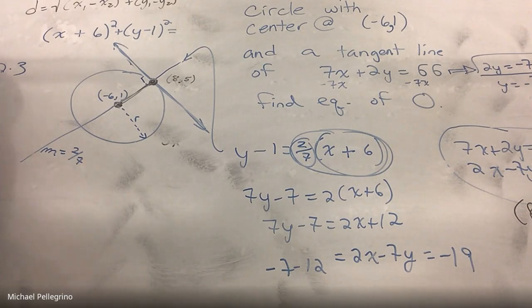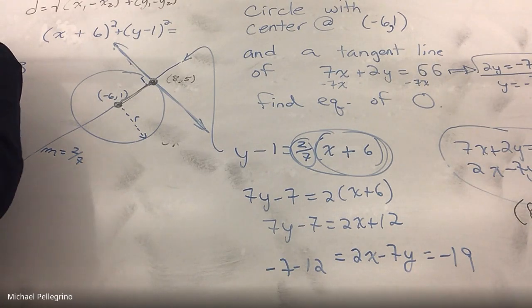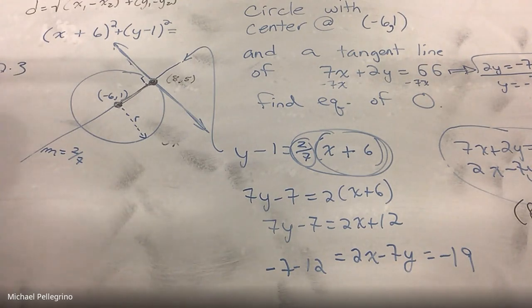So was everyone able to get 8, 5 for their coordinate? That's the solution to that system. Questions on how to get 8, 5? We're good? Okay. So then we use the distance formula to find the length of this radius.